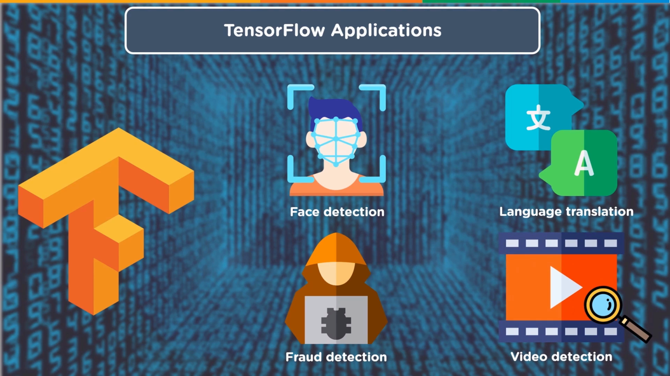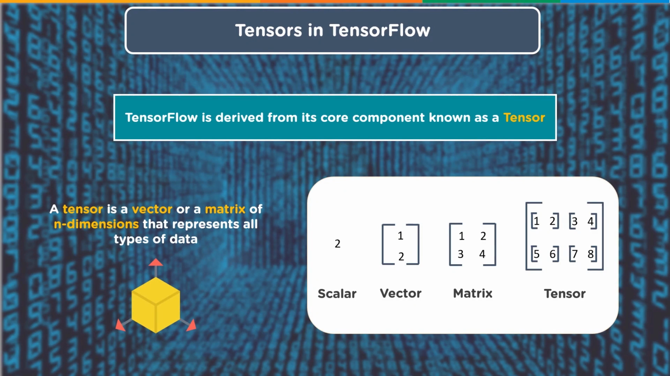And if we're going to talk about TensorFlow, we should talk about what tensors are. After all, that is what this is named after. So when we talk about tensors in TensorFlow, TensorFlow is derived from its core component known as a tensor. A tensor is a vector or a matrix of n dimensions that represents all types of data.